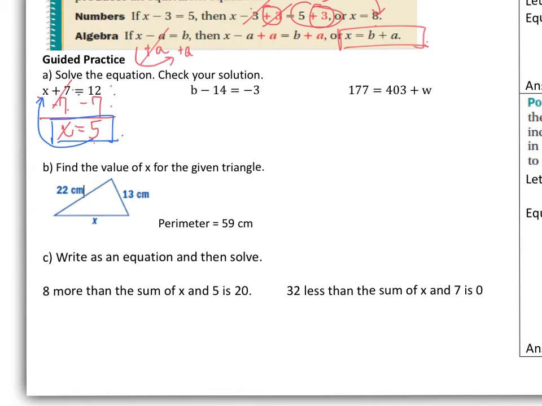b minus 14 equals negative 3. So the opposite of negative 14 is positive 14. You cancel out negative 14 and positive 14 to isolate the variable b. And negative 3 plus 14 is 11. I'm going to do a quick check in my head. 11 minus 14 gives me negative 3. Yes, b equals 11 is my answer.